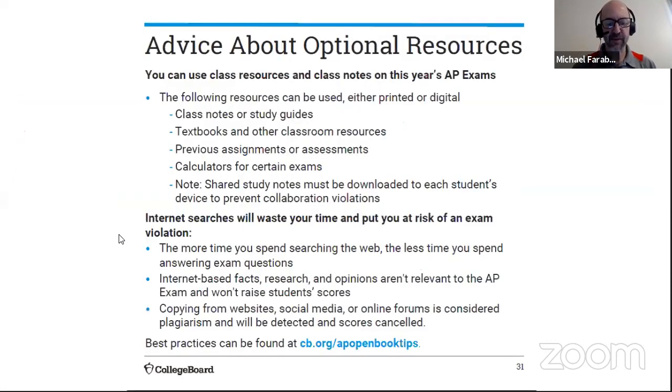You can also go to cb.org/APopenbooktips for information about how to organize yourself and what you can do to help you best prepare for an open book, open note exam.